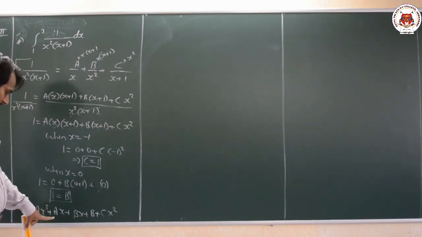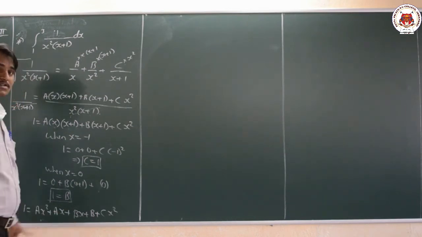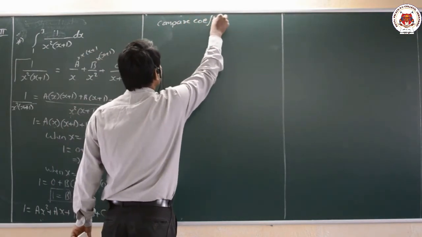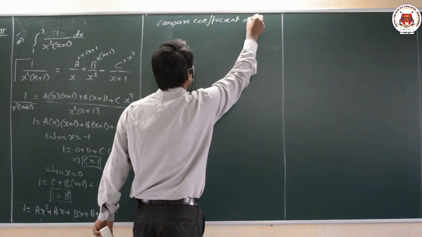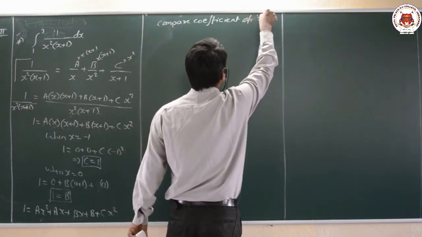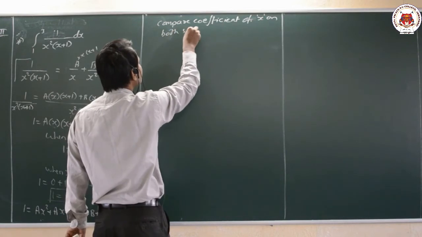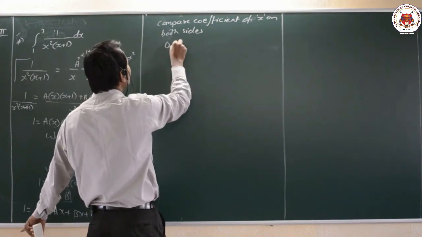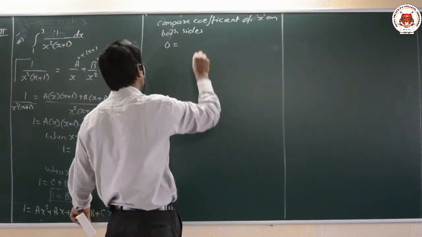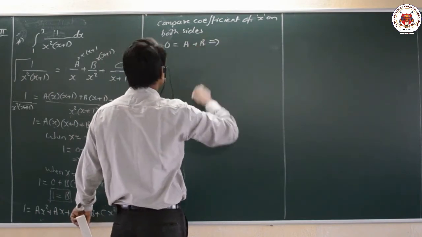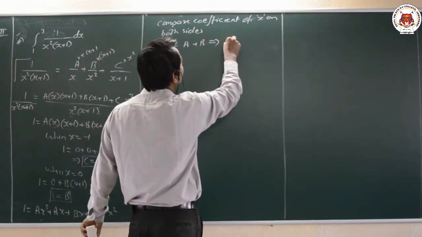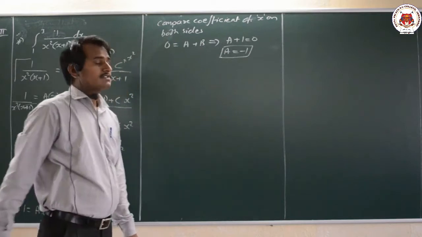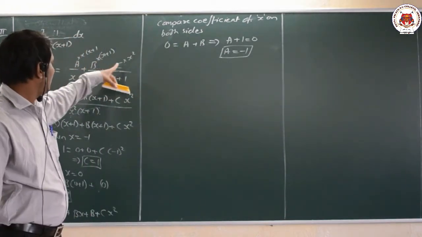What I will do is compare the coefficient of x on both sides. That means here the x coefficient, that is 0, equals what we have, the x coefficients are a and b, that is a plus b. That implies, b value we have is 1, therefore a plus 1 equal to 0, a value will be minus 1. Dear students, now we got all the three values a, b and c here.